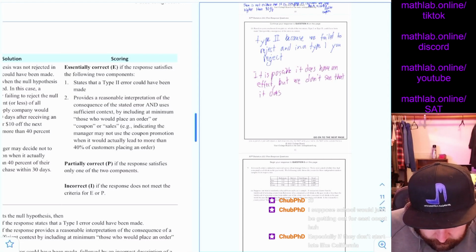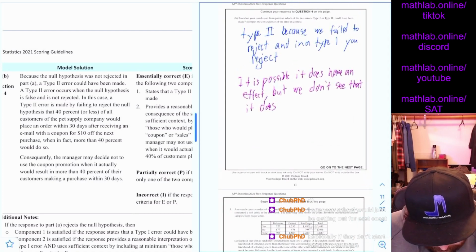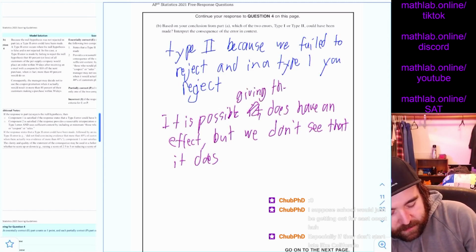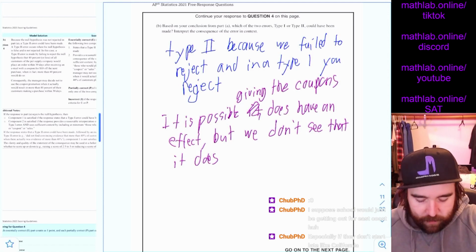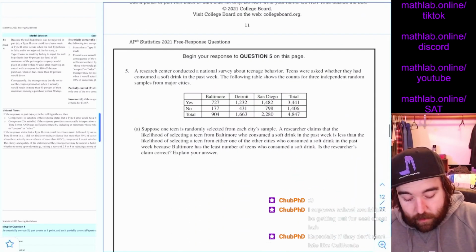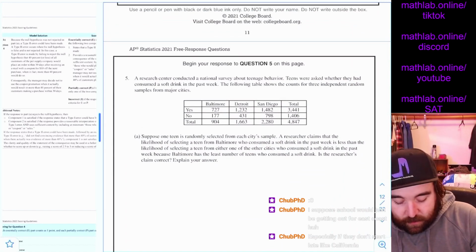Oh, wow, I totally didn't do that. That was bad. And again, because of it, I needed to just say, it is possible that giving the coupons, and then I would have got full credit. But because I said it, I definitely would not have gotten full credit. Should refrain from using it if you can. All right. Number 5. We're definitely behind schedule now, but it's because of checking answers.